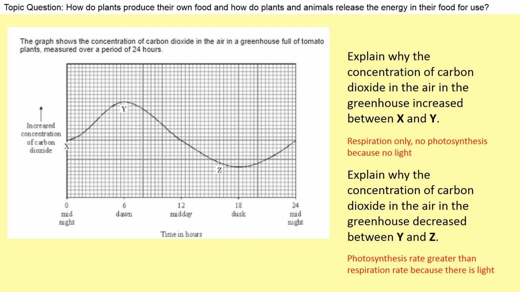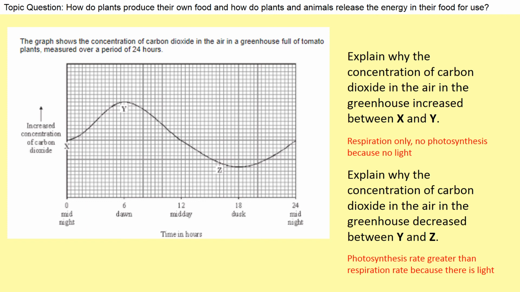Okay, so between X and Y, what we can see is that the carbon dioxide level is increasing, and that's because it's being produced during respiration. There's no photosynthesis because it's dark.